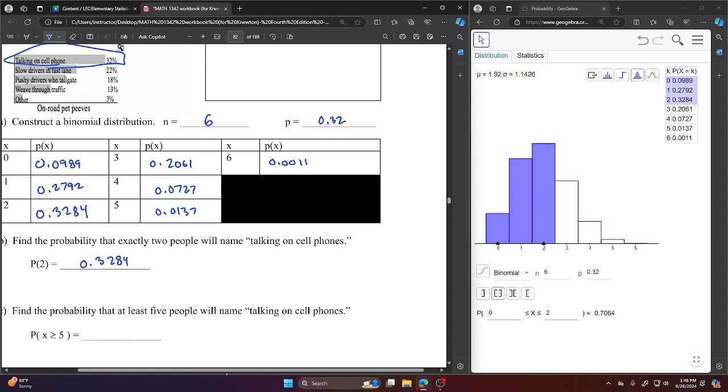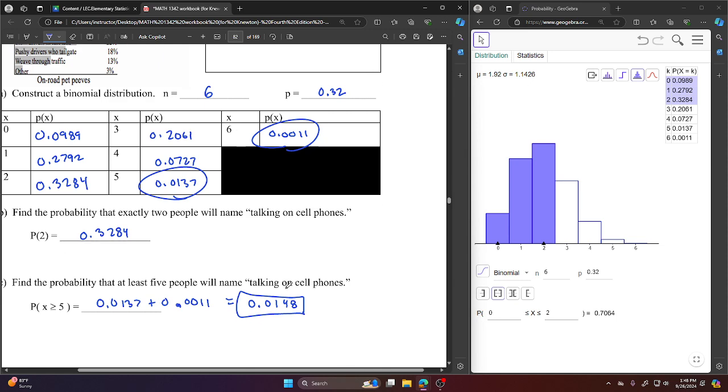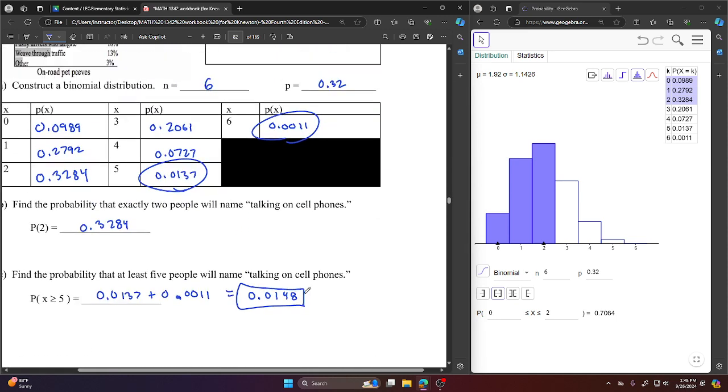Now it says greater than or equal to 5. What would I have to add up? Yeah, the 5 and the 6, right? This guy and this guy. Add them up. Exactly. Add those 2 up. And then we get our answer. Oh, now I have to actually add. 0.0148. I think so. Yeah, there we go. Sweet. That was it.